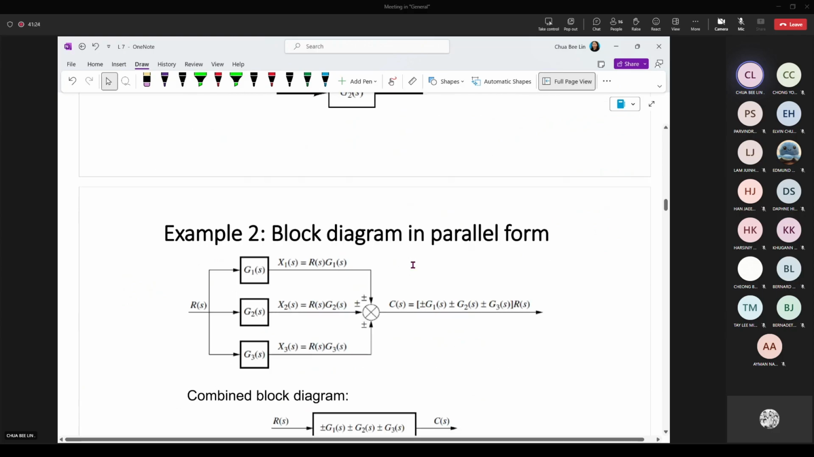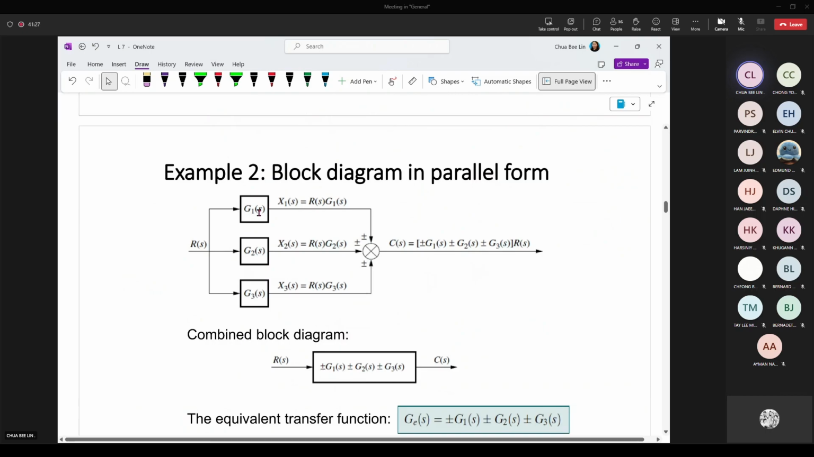So for example, you'll have this G1, G2, G3. When you have the addition block over here, we call this parallel. So all these three you can plus together. So G1 plus G2 plus G3 to become one single block. And then the one going in is R, the one going out is C. The equivalent transfer function, which is a simplified block, will be, E stands for equivalent. So to simplify, your G equivalent equals C over R equals G1 plus G2 plus G3.